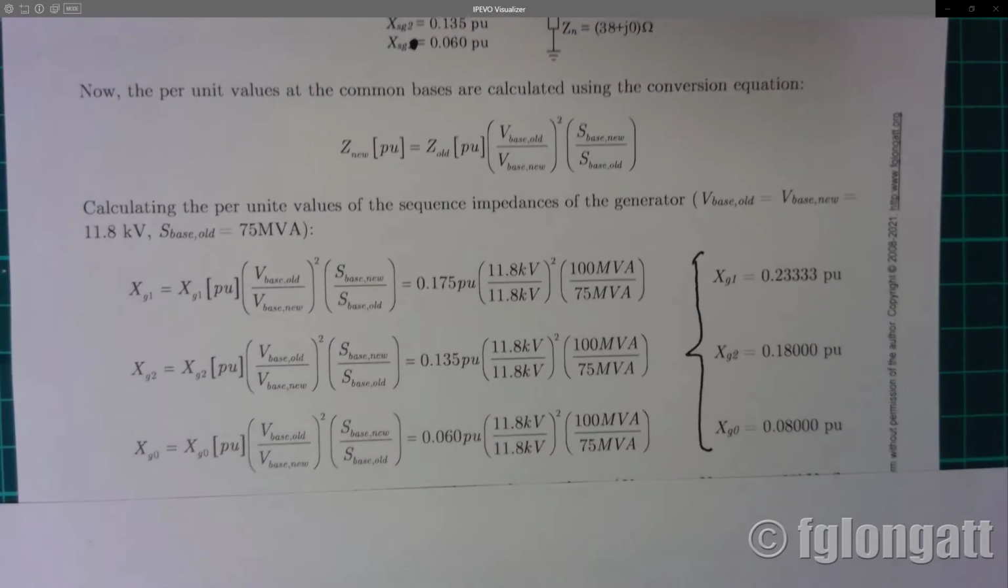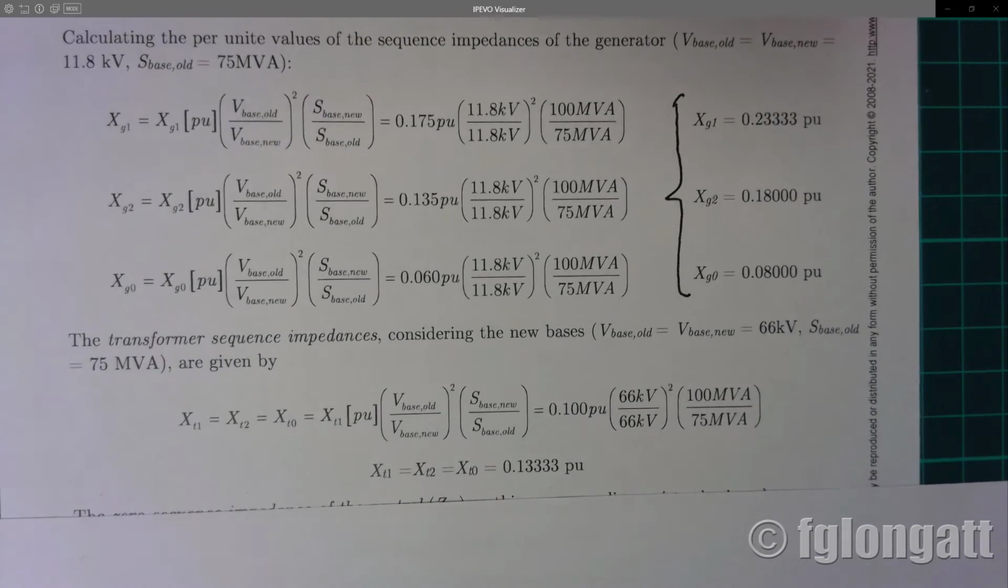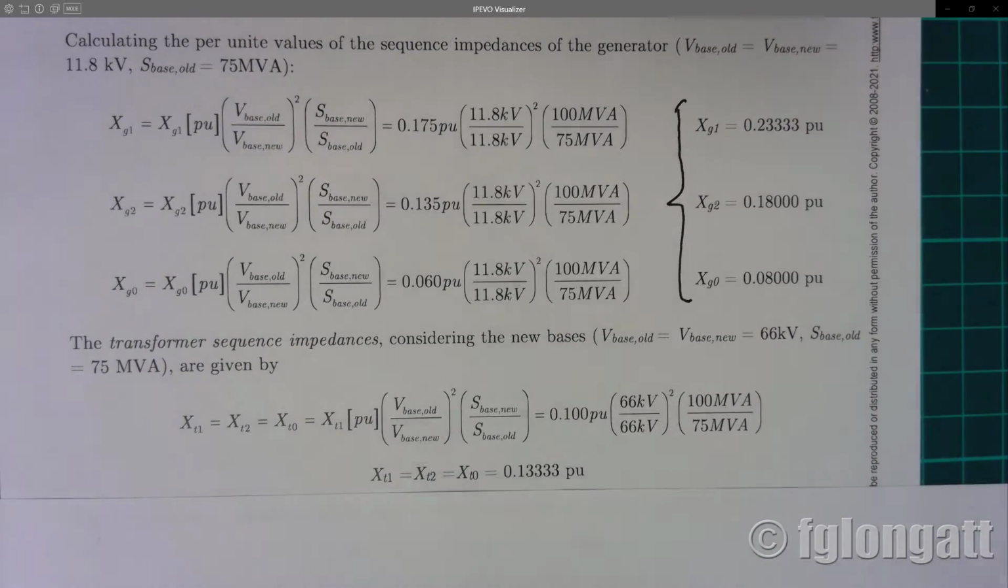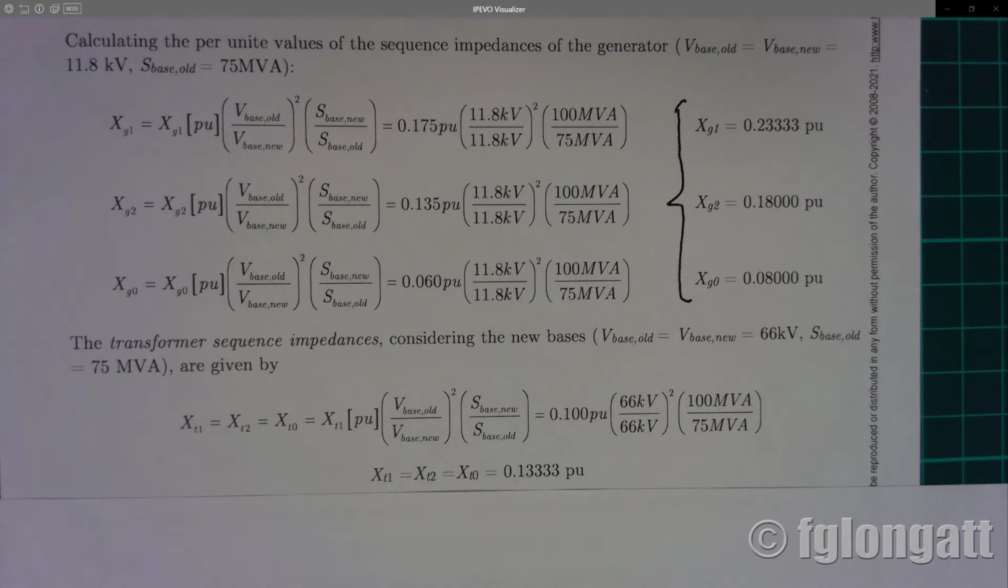A similar situation must happen for the case of the transformer. However, the good news is, in this case, we are using a three-phase transformer, and the positive, negative, and zero sequence reactance for this transformer are all the same.